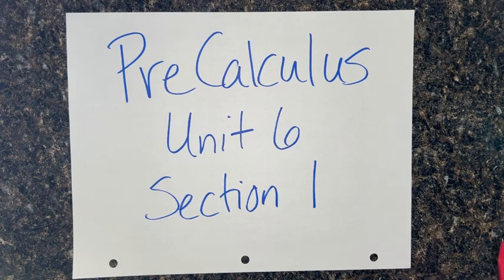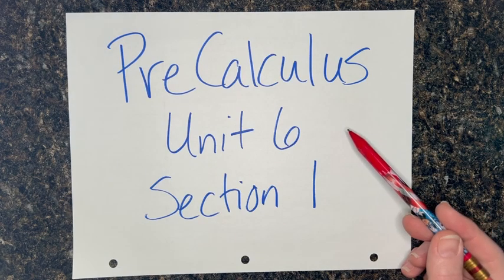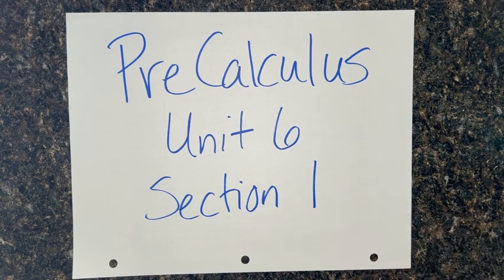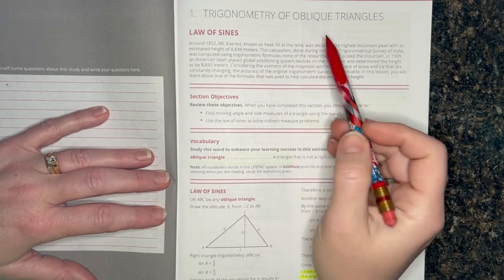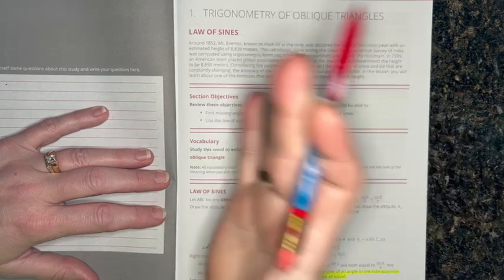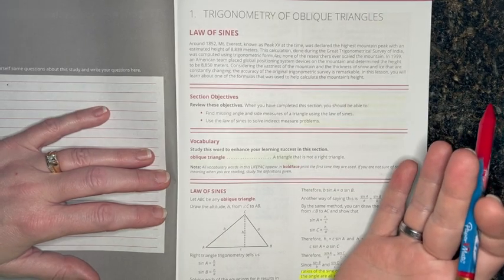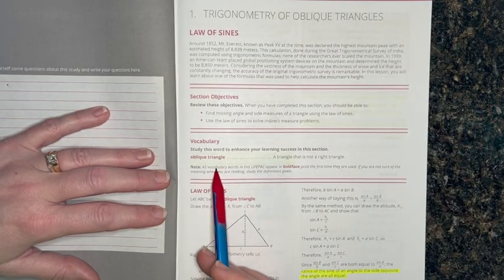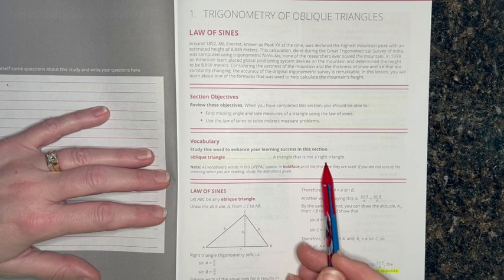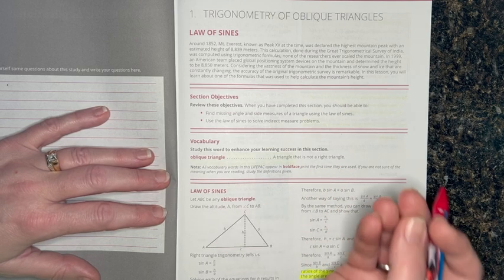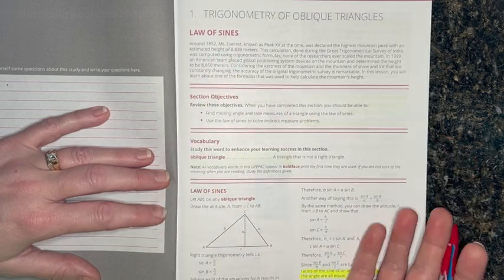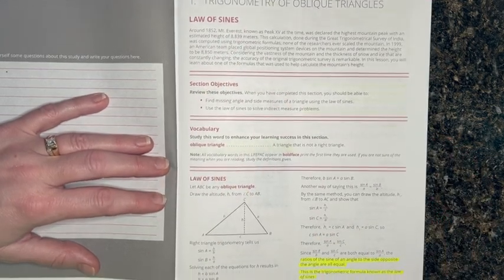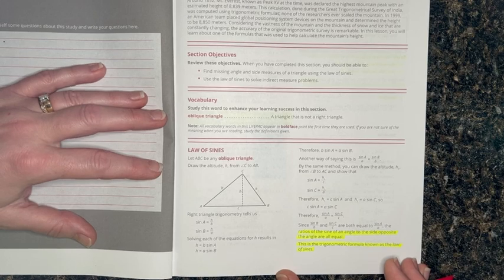Today we're going to be working on Pre-Calculus, Unit 6, Section 1. Section 1 begins on page 5, and it's titled Trigonometry of Oblique Triangles. Now, if you don't remember what an oblique triangle is, the definition is here. It is a triangle that is not a right triangle. I mean, a right triangle is a very specific thing, but we have to be able to work with non-right triangles as well, and so that's what this lesson is about.